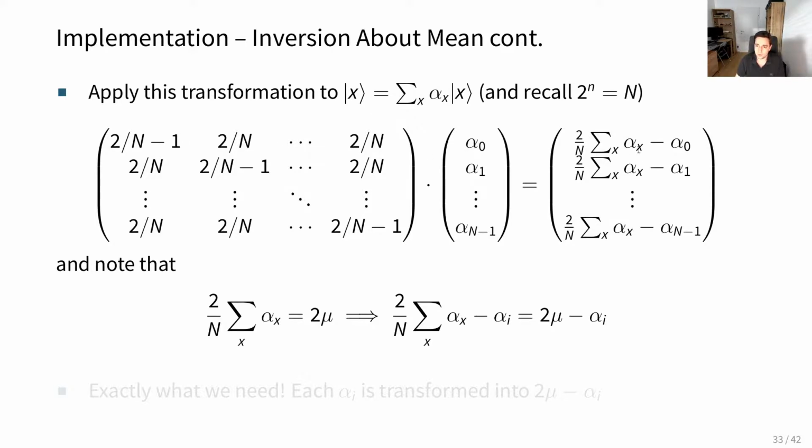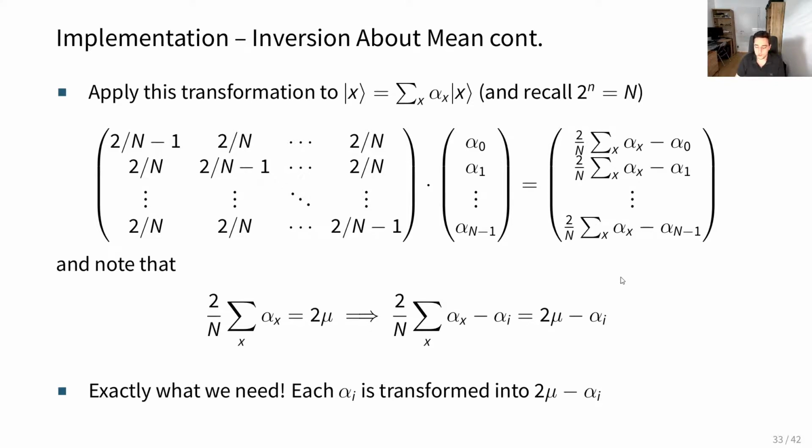So it's the sum over all alphas multiplied by 2 over n, minus alpha 0. The same, minus alpha 1, and so on. And then the same again, minus alpha n minus 1. And we note here that 2 over n times the sum of all alphas is actually 2 times the mean. So what this means is that every entry of that is basically 2 times the mean minus alpha I, and that's exactly what we need. So we need that each alpha I is transformed into this representation.